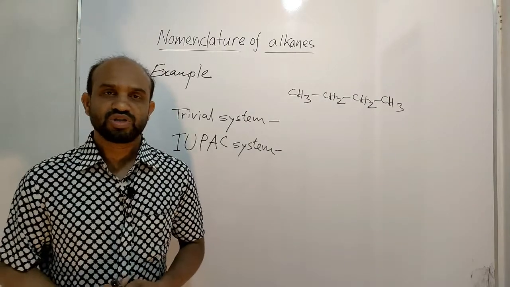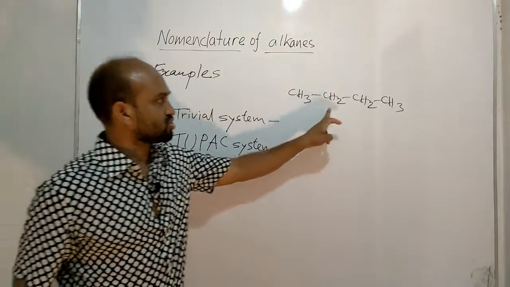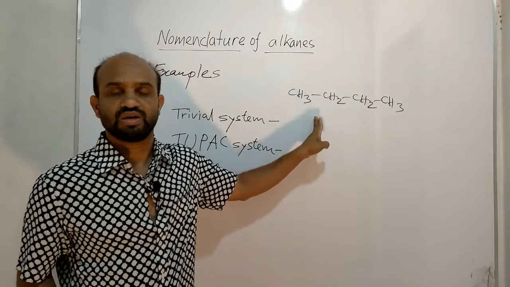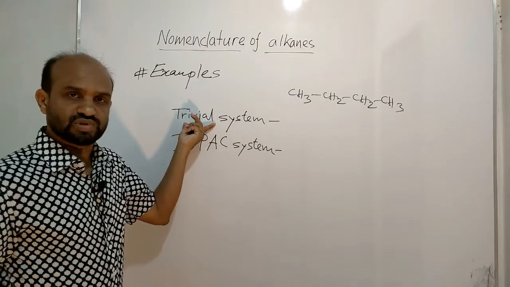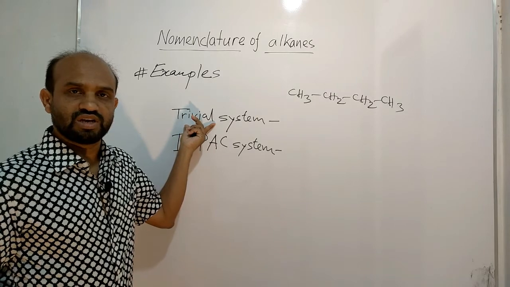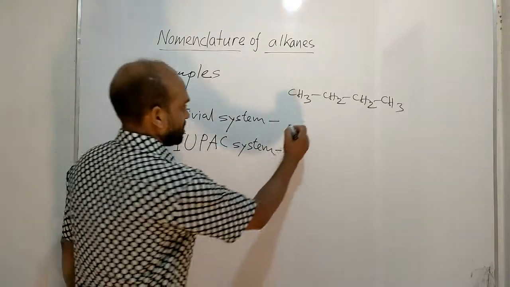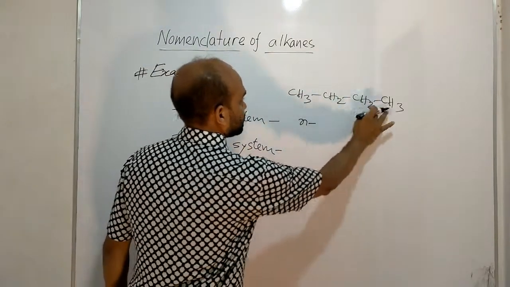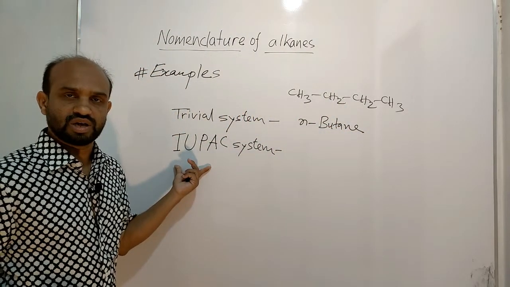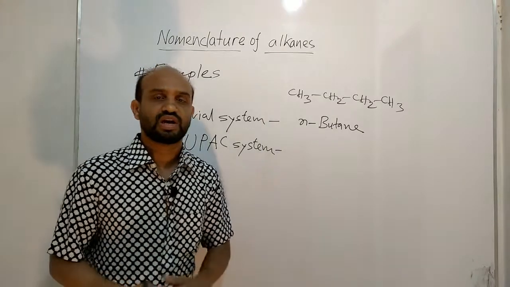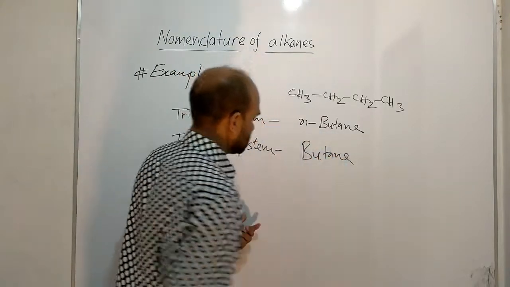The most important point is examples. Let's see some examples. First of all, this compound: here there are 4 carbon atoms and it's a straight chain alkane. What will be the name of this compound according to the trivial system? In the trivial system we know n, iso, neo are used. If it is straight chain, then n is used, normal. So it will be n-butane. And what will be the IUPAC name? In the IUPAC system normally n, iso, neo are not used. So we can normally tell butane. So this is the first example.